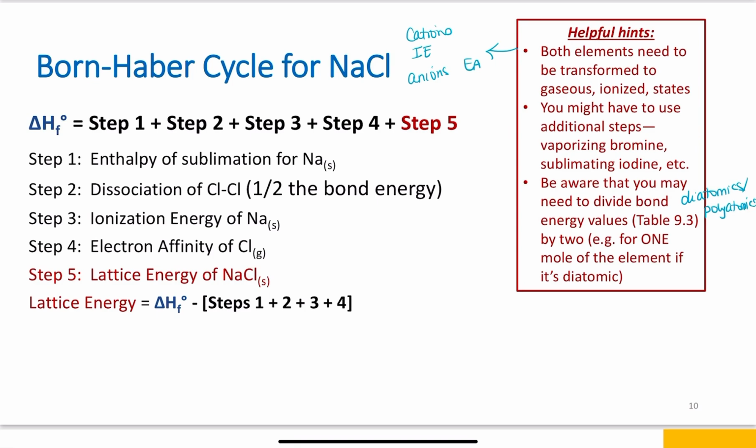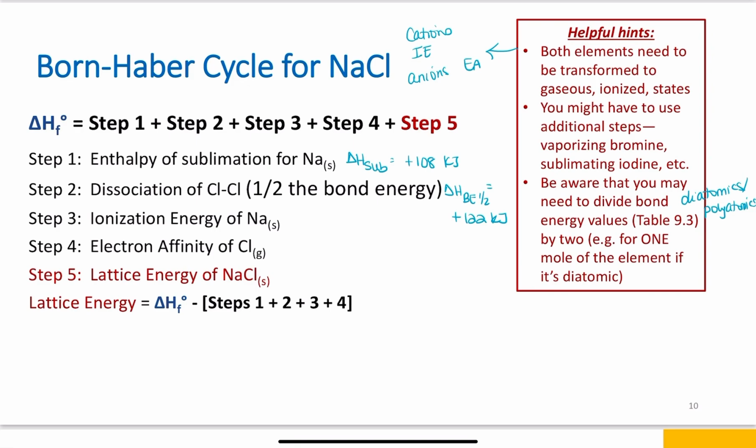So let's say for sodium chloride, we're trying to find the lattice energy. We look up the enthalpy of sublimation for any solid. How much energy does it take to sublimate this? And this is all in your book, I promise. But looking up this energy, I get positive 108 kilojoules. Dissociation of Cl-Cl, half of your bond energy. Half of that bond energy is equal to positive 122 kilojoules.